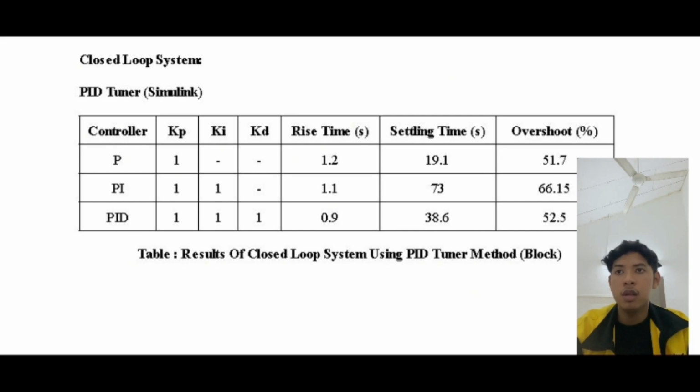And then the PI controller has rise time 1.1 seconds, settling time 73 seconds, and overshoot 66.15%. Stability for this controller is worse than the P controller due to the large overshoot and much slower settling time. The last one is the PID controller. The rise time is 0.9 seconds, settling time 38.6 seconds, overshoot is 52.5%. Stability for this controller is the most stable because it offers the best balance of fast rise time and reduced overshoot, but it still has room for improvement in terms of settling time and further reduction of overshoot.